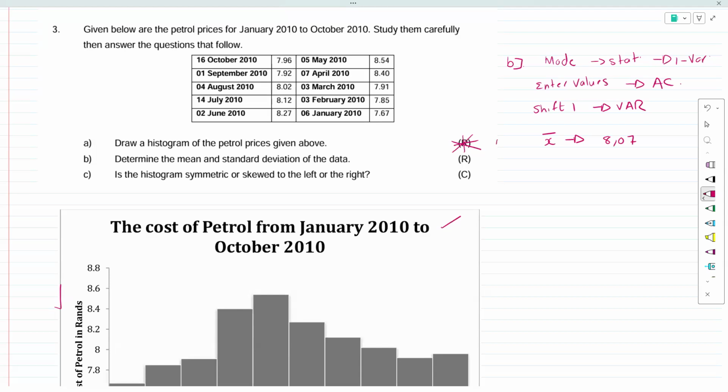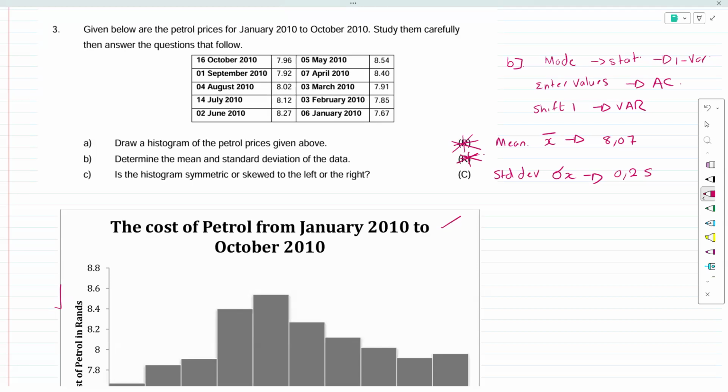Please remember that this is the symbol for mean. The standard deviation is that one. And the standard deviation, you're going to have to press AC again, Shift 1, go to variance, press the standard deviation sign, and equal again. And the standard deviation is 0.25.